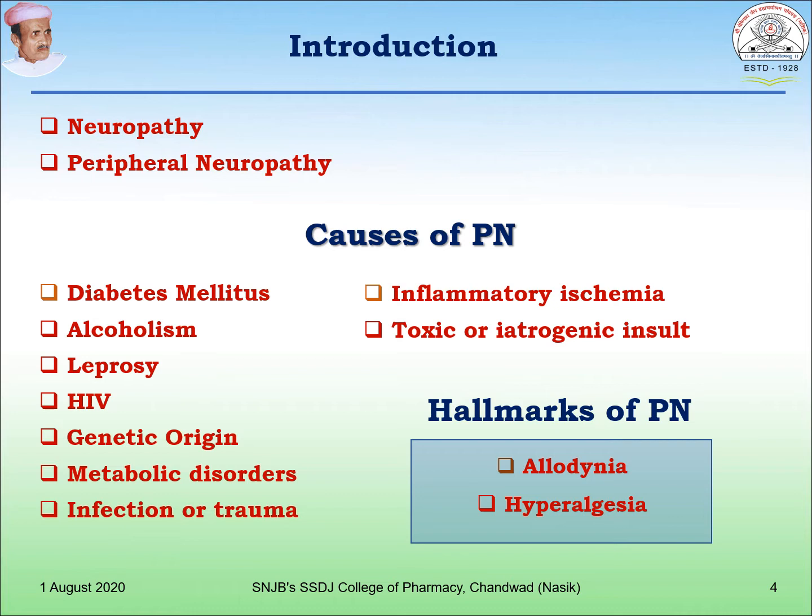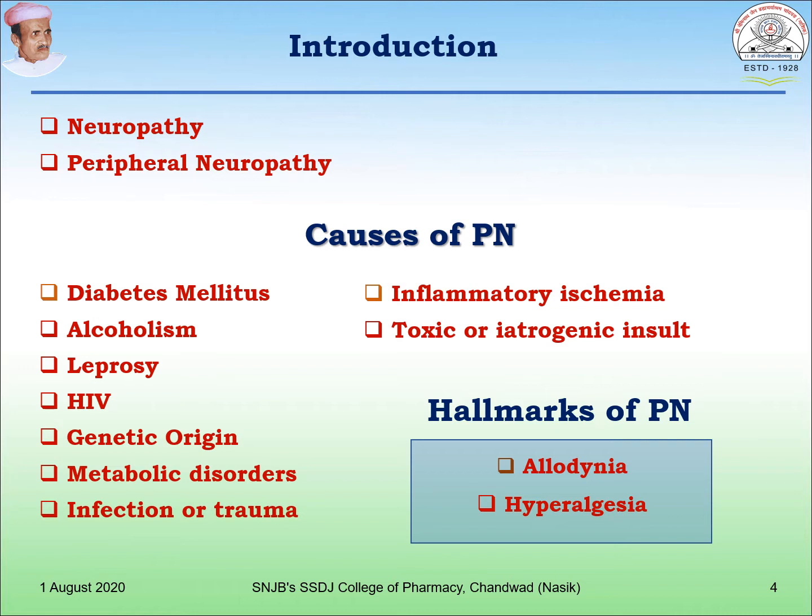Apart from that, genetic origin, metabolic disorder, which also includes diabetes, then infection or trauma, then inflammatory ischemia, and toxic or iatrogenic insult. Now, peripheral neuropathy can be judged or estimated by two hallmarks of this neuropathy. These are allodynia and hyperalgesia.